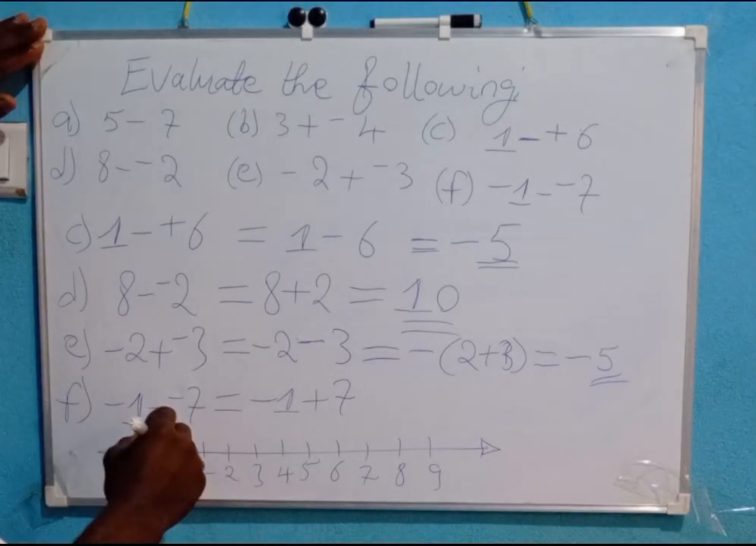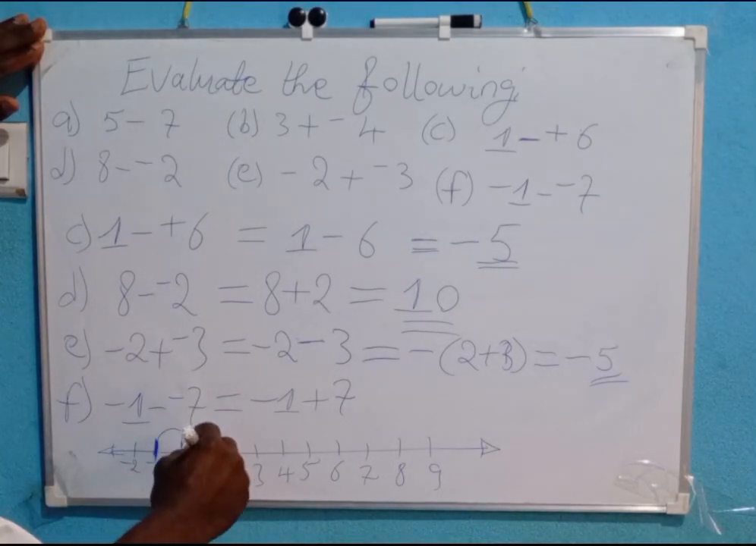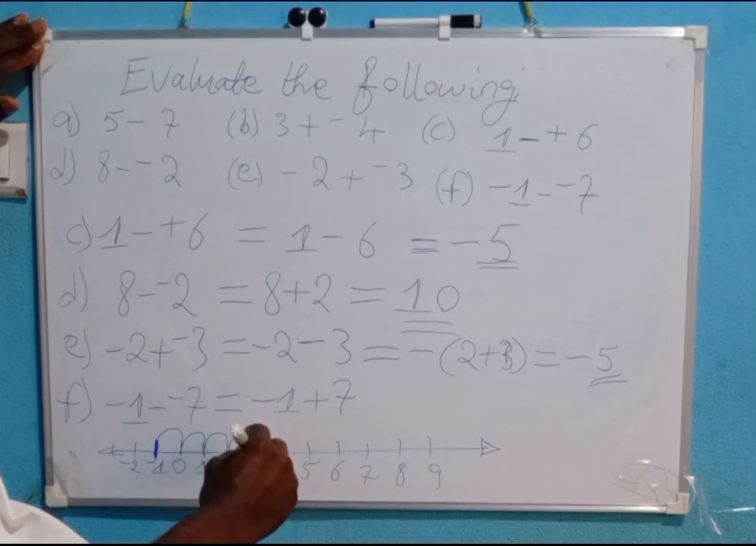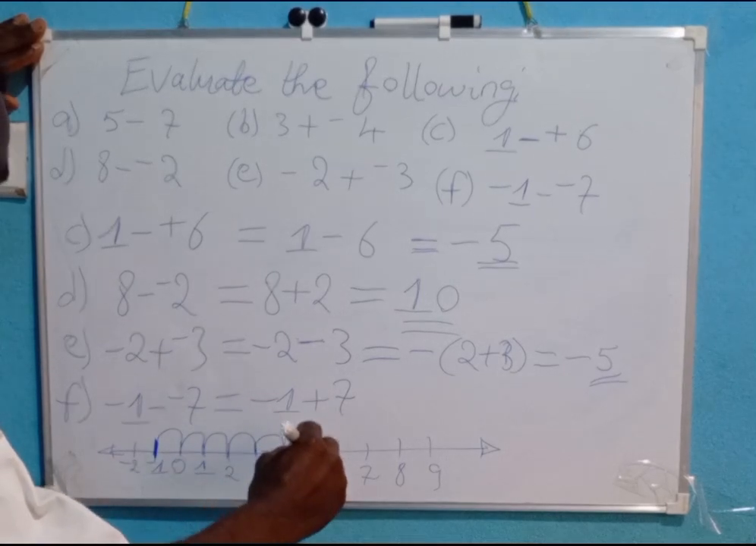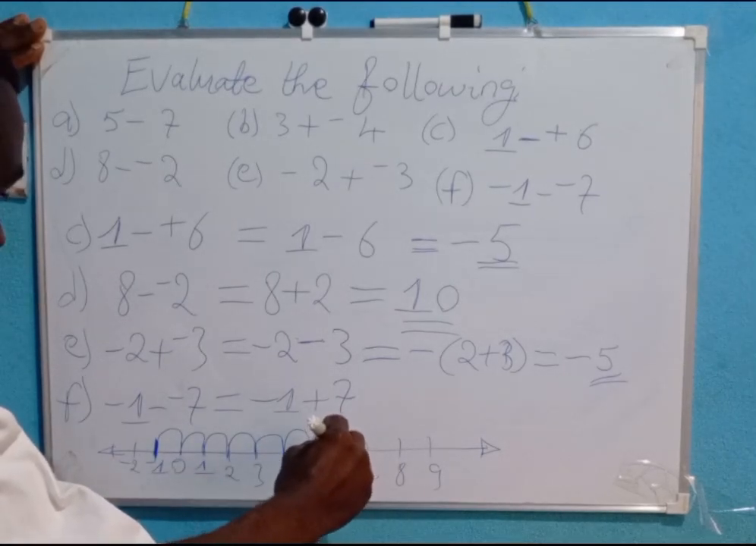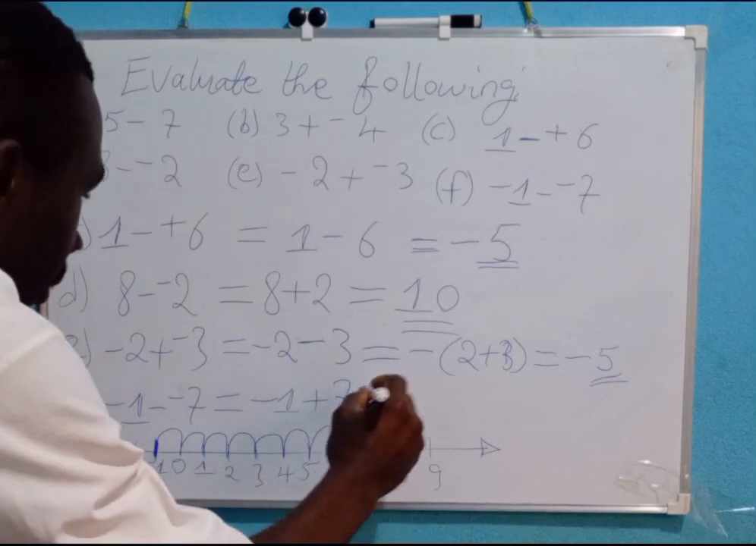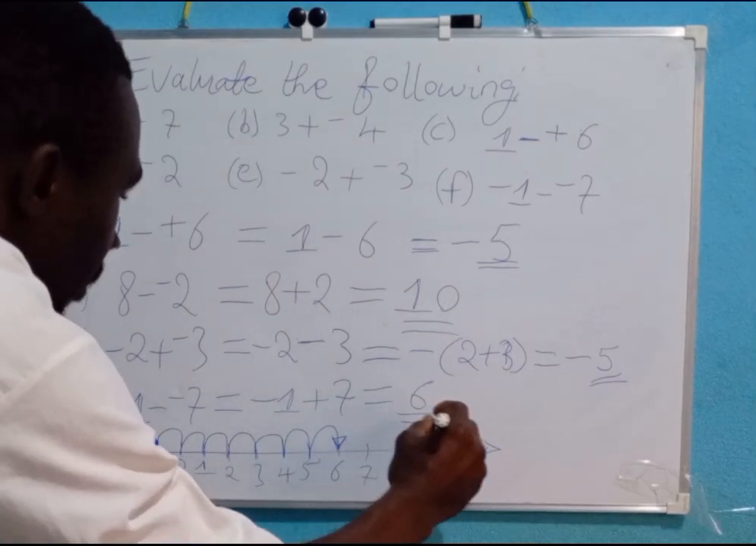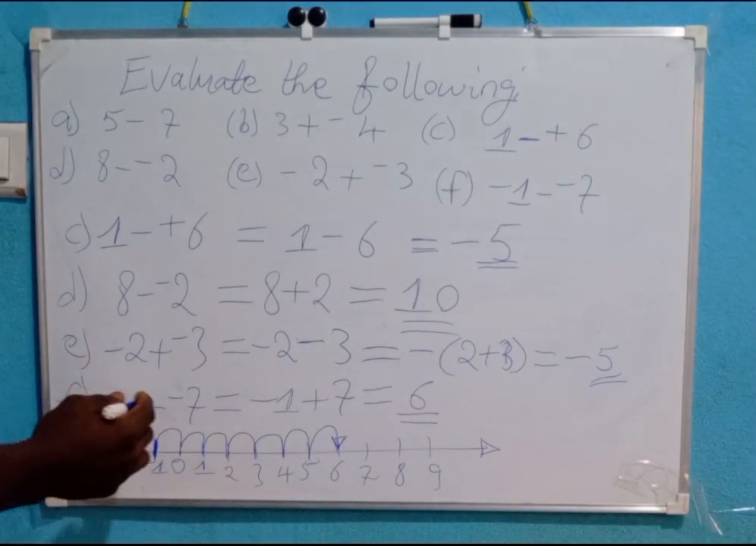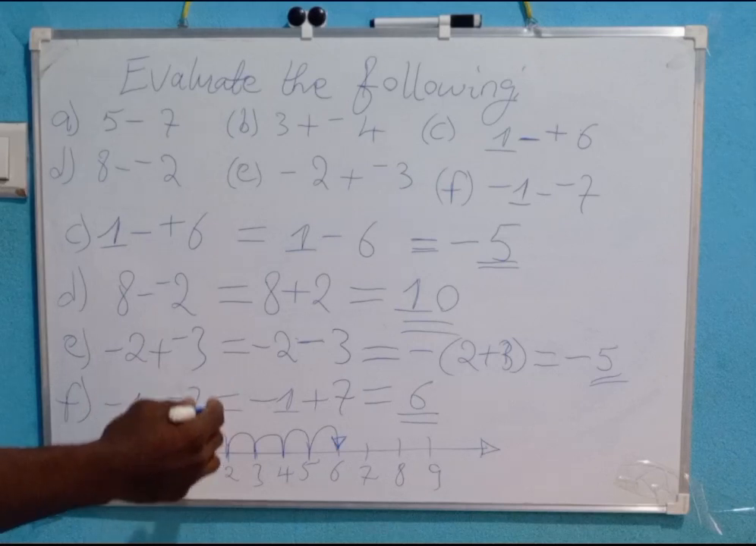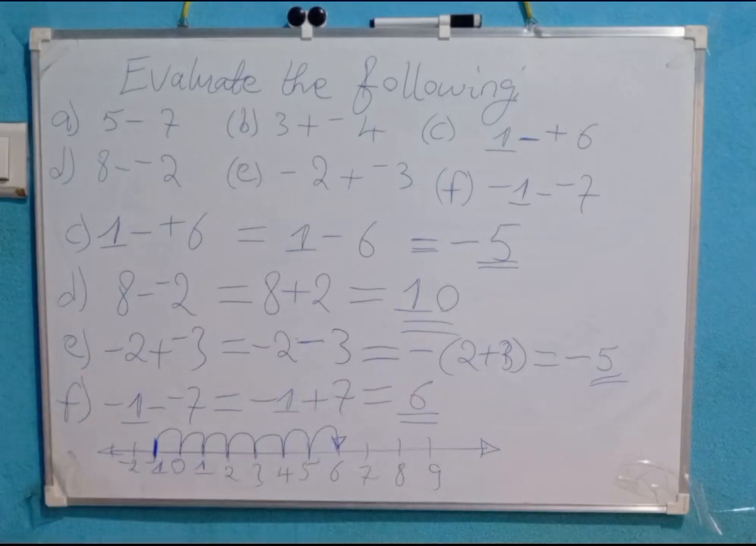So let's do the movement. We move 1, 2, 3, 4, 5, 6, 7. We end with an arrow like this, indicating that 6 is the answer. So this will give us 6. Therefore, negative 1 minus negative 7 is simply equal to 6.